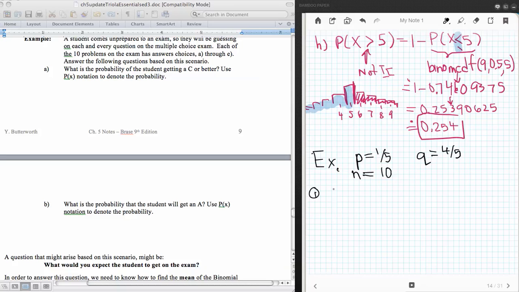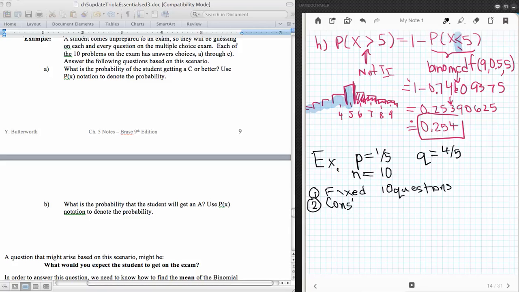Number one characteristic, there's a fixed number of trials, right? Fixed trials, and yes, we have 10 questions. There are 10 questions, that's a fixed number of trials. Every person that takes the test, or every time you take the test, you're going to answer 10 questions, aren't you? And then the next one, there is a constant probability.